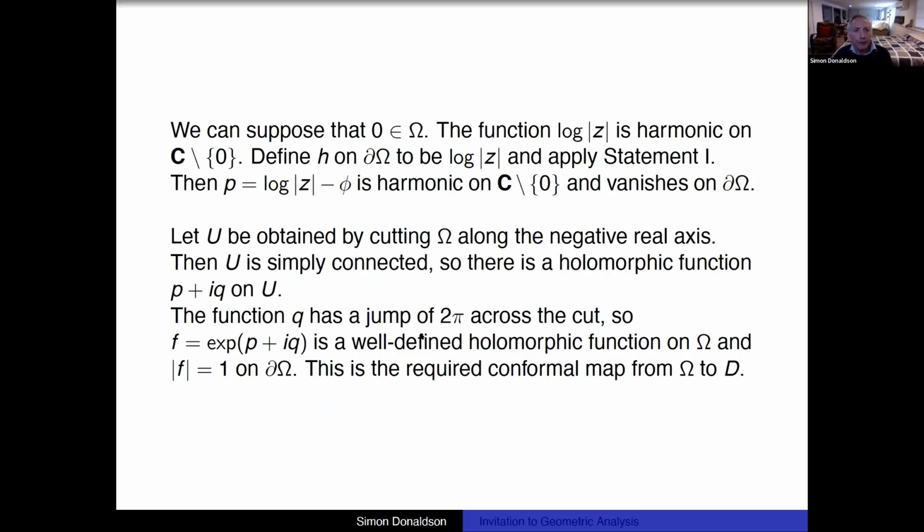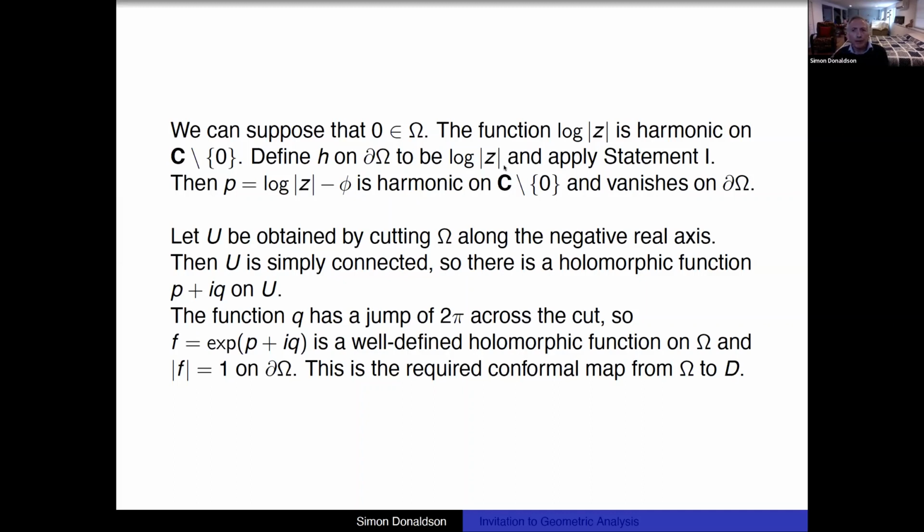So we can obviously suppose, without loss of generality, that 0 lies inside our domain. And then we have a function, just the logarithm of the modulus of z, which is harmonic on the whole plane minus the origin, where of course it has a singularity. So we'll define our function h on the boundary of omega to be this log of the modulus of z. The origin doesn't lie on the boundary, so this is a nice smooth function on the boundary.